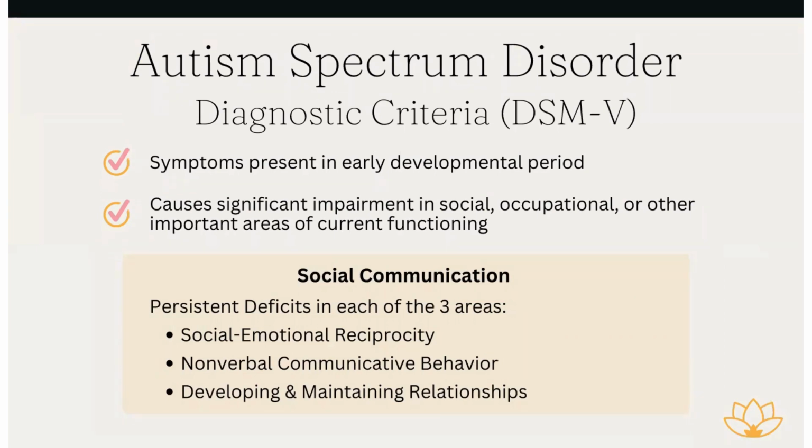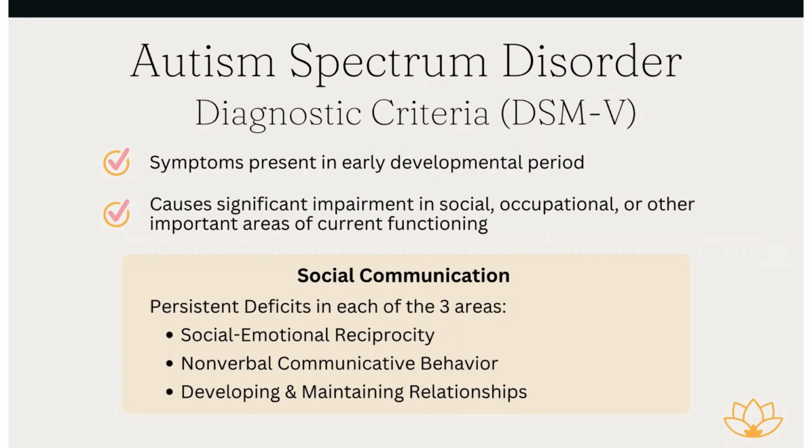The symptoms must be present in the early developmental period. That doesn't mean that individuals can't be diagnosed in adulthood. There just needs to be some notation that these sorts of symptoms were present when they were children. It has to cause significant impairment in social, occupational, or other important areas of current functioning. So it has to have some sort of significant impact on the individual's ability to develop and maintain relationships with others, to be successful in their occupational and career endeavors, in school and at home.